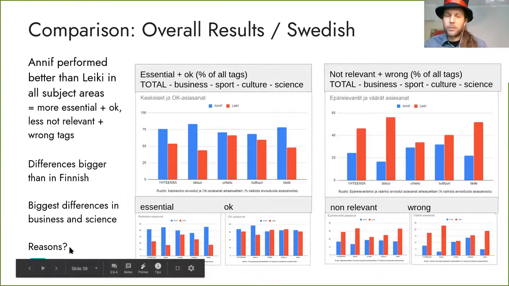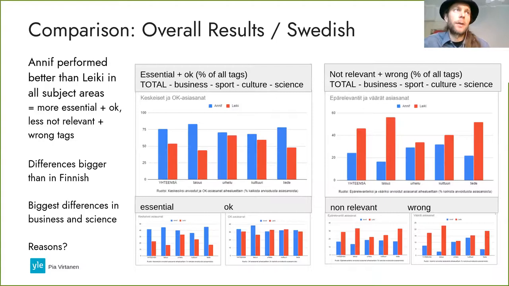There have been some speculations about the reasons for this, but one possible explanation is that traditionally the Swedish language department of Yle has put a lot more effort into their subject indexing. And since the Annif models were trained on the old indexed articles, it's possible that the algorithm benefited from the better quality training data in the case of Swedish. Whereas in Finnish, they have been using the Leiki algorithm for a long time, and it's possible that a lot of the metadata is coming almost directly from the Leiki algorithm. So Annif might just end up imitating Leiki instead of basing it on good quality metadata.